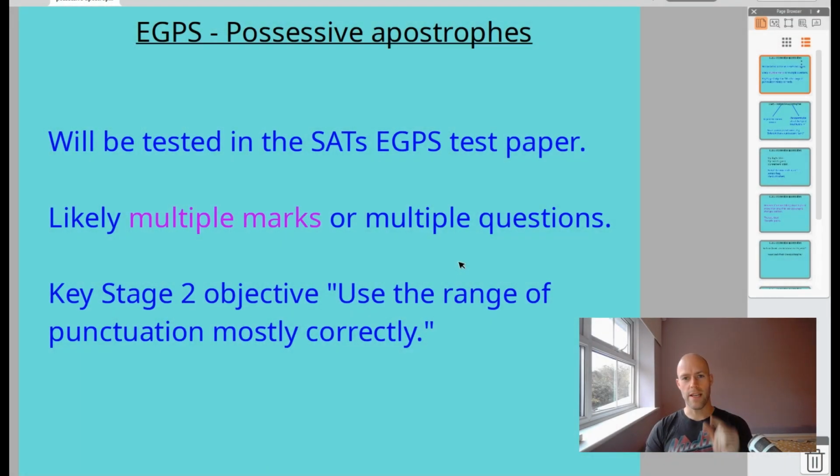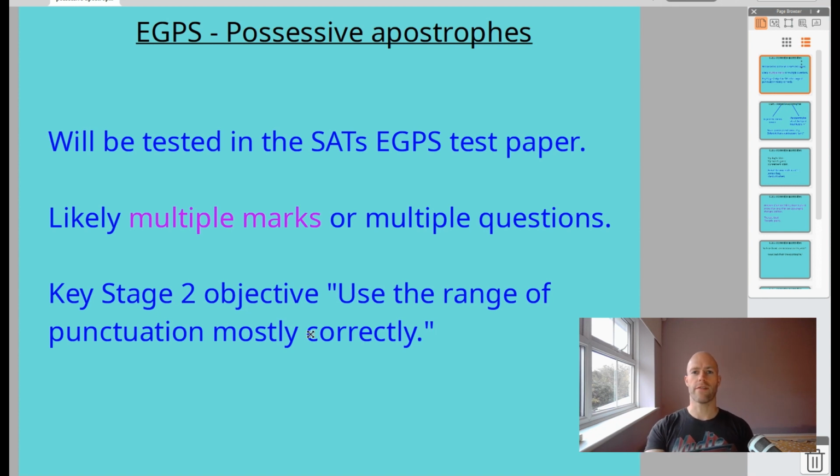It might seem like a very niche topic, but it is very important. You will be tested in a SATS EGPS test paper on possessive apostrophes. Sometimes multiple marks for that, or it could be multiple questions as well. I will give you some examples at the end of the video of actual SATS questions, how to answer them properly. And there are some tricky bits as well. You have to be quite specific. So I'll show you how to do that.